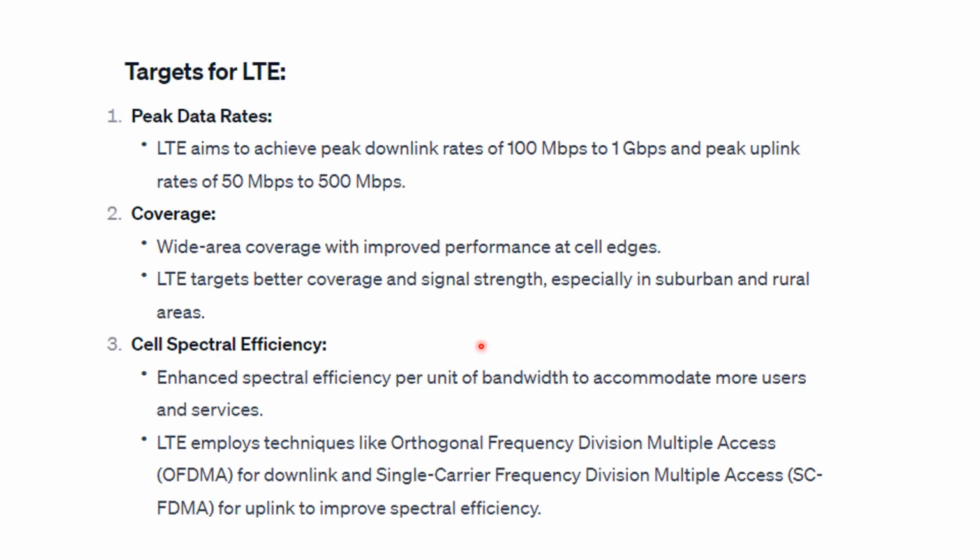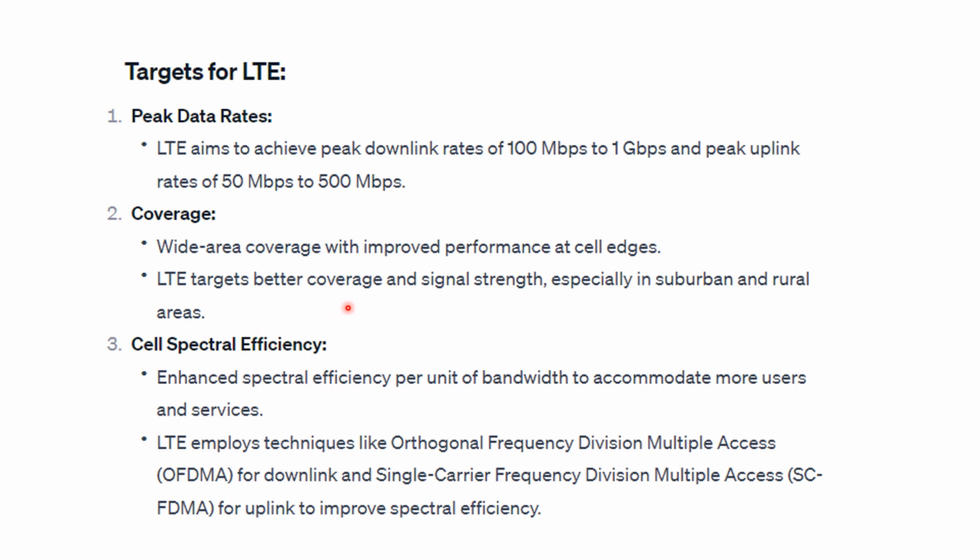So next is targets for LTE. We have seen what are the requirements of LTE. Now the targets are peak data rate up to 100 Mbps to 1 Gbps and wide coverage area with improved performance at cell edges where normally there is lagging in coverage that should be improved.